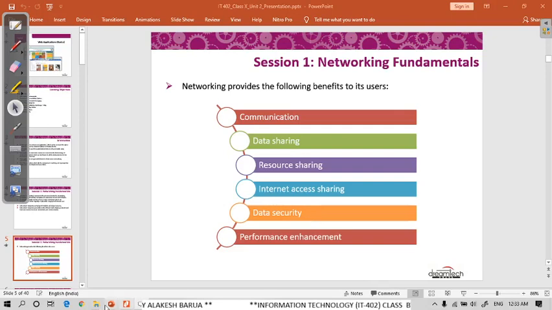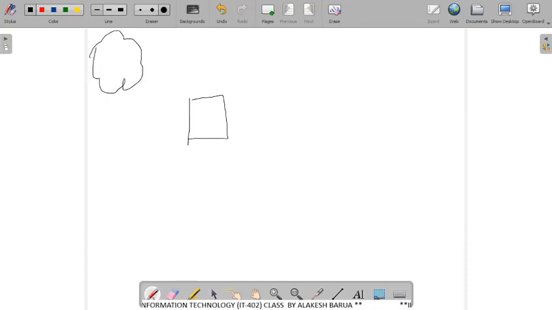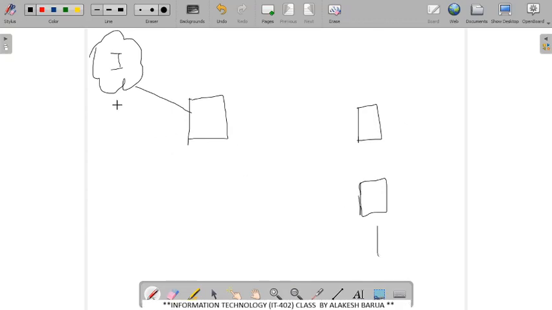Then, internet access sharing. This is very simple. Let's say a computer is connected to the internet. An internet is always represented using a cloud. Then let's say there are two computers here which need internet. If these three computers are in a network, then since this computer is connected to the internet, this internet can easily be shared among these three computers. Let's say this is computer 1, this is computer 2, and this is computer 3, if they are in a network.